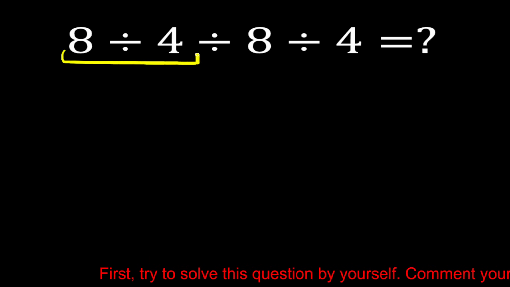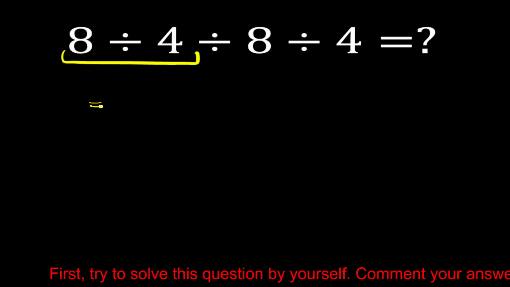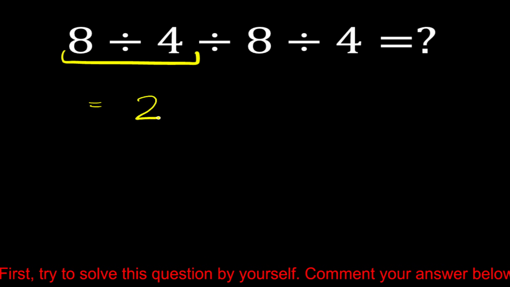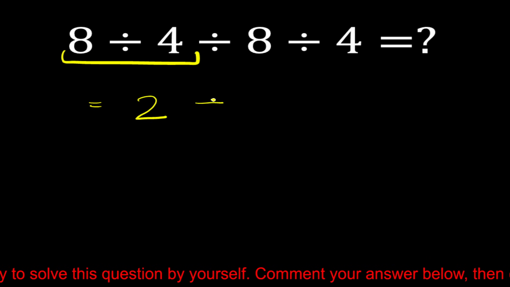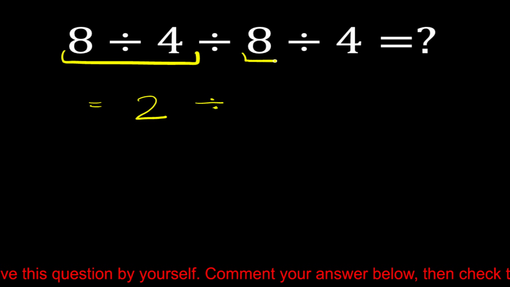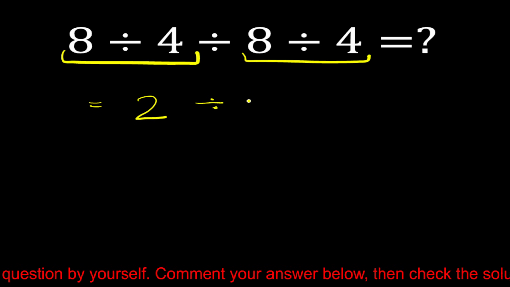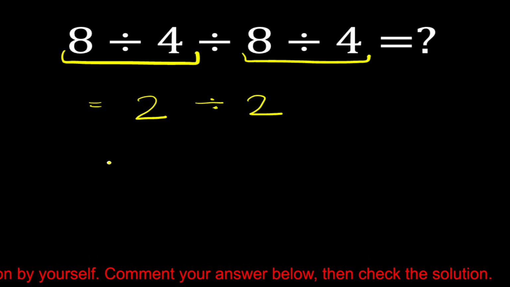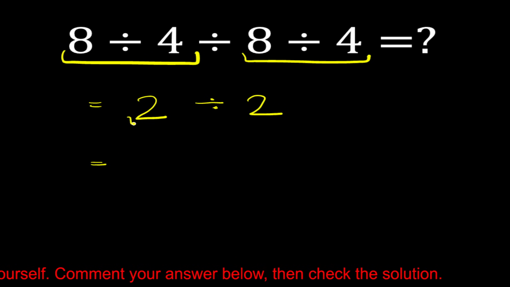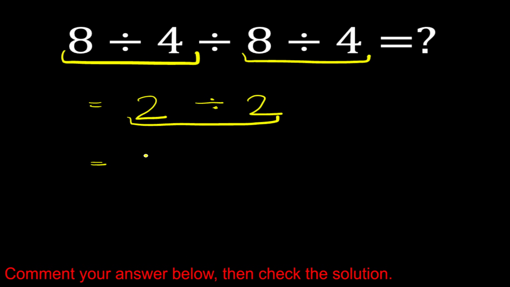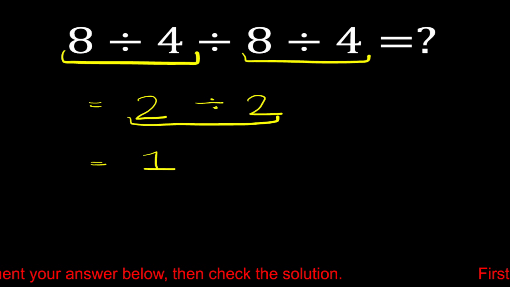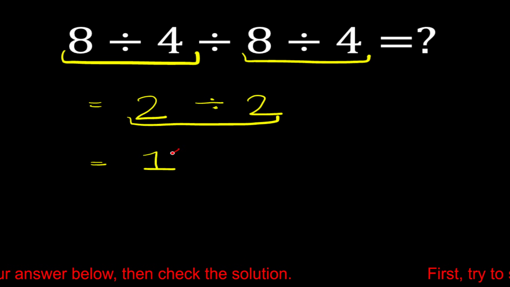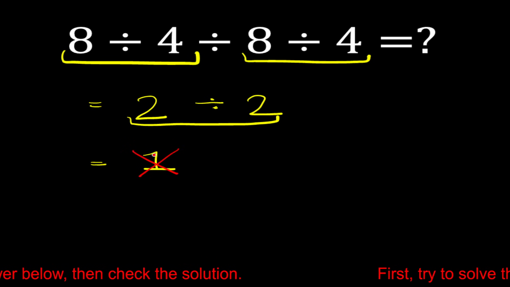So 8 divided by 4 is equal to 2. Then 8 divided by 4 is equal to 2. Now 2 divided by 2 is equal to 1. Okay, but this answer is not complete. Sorry, not correct.